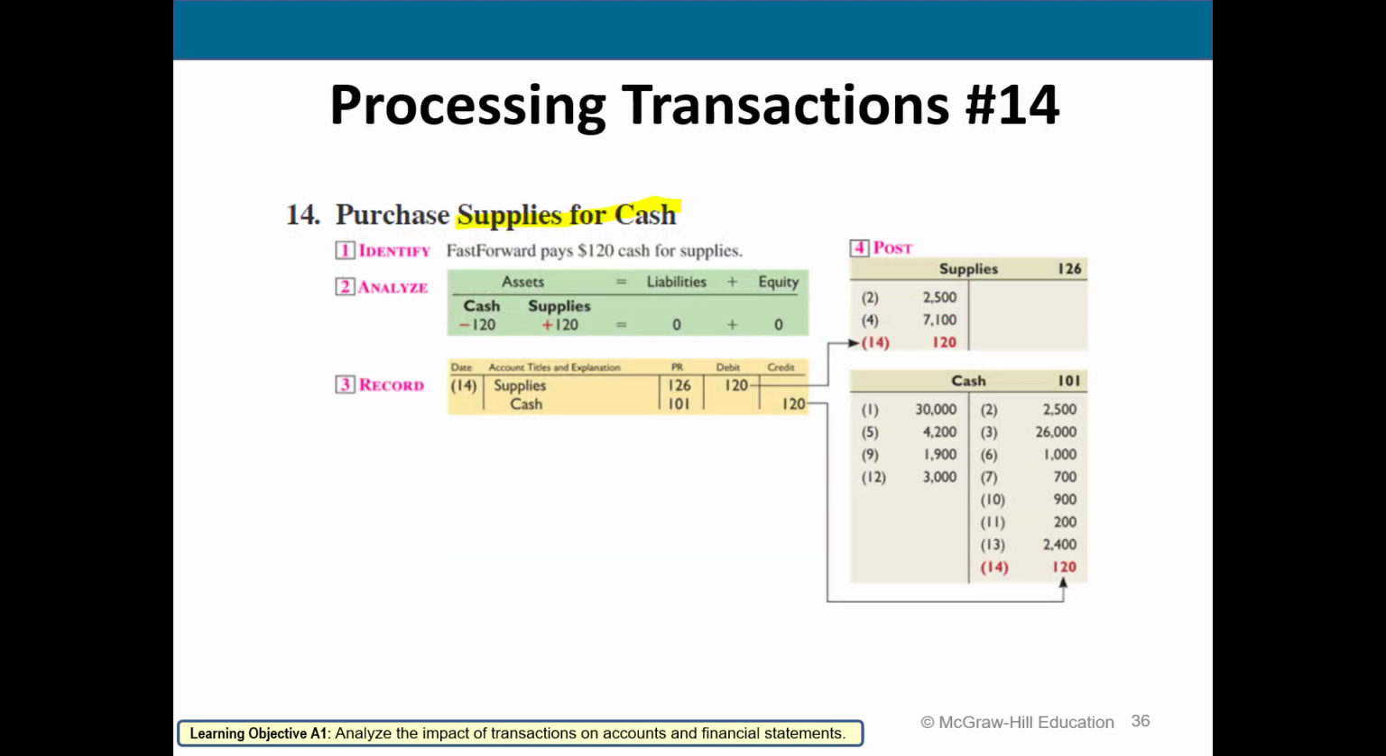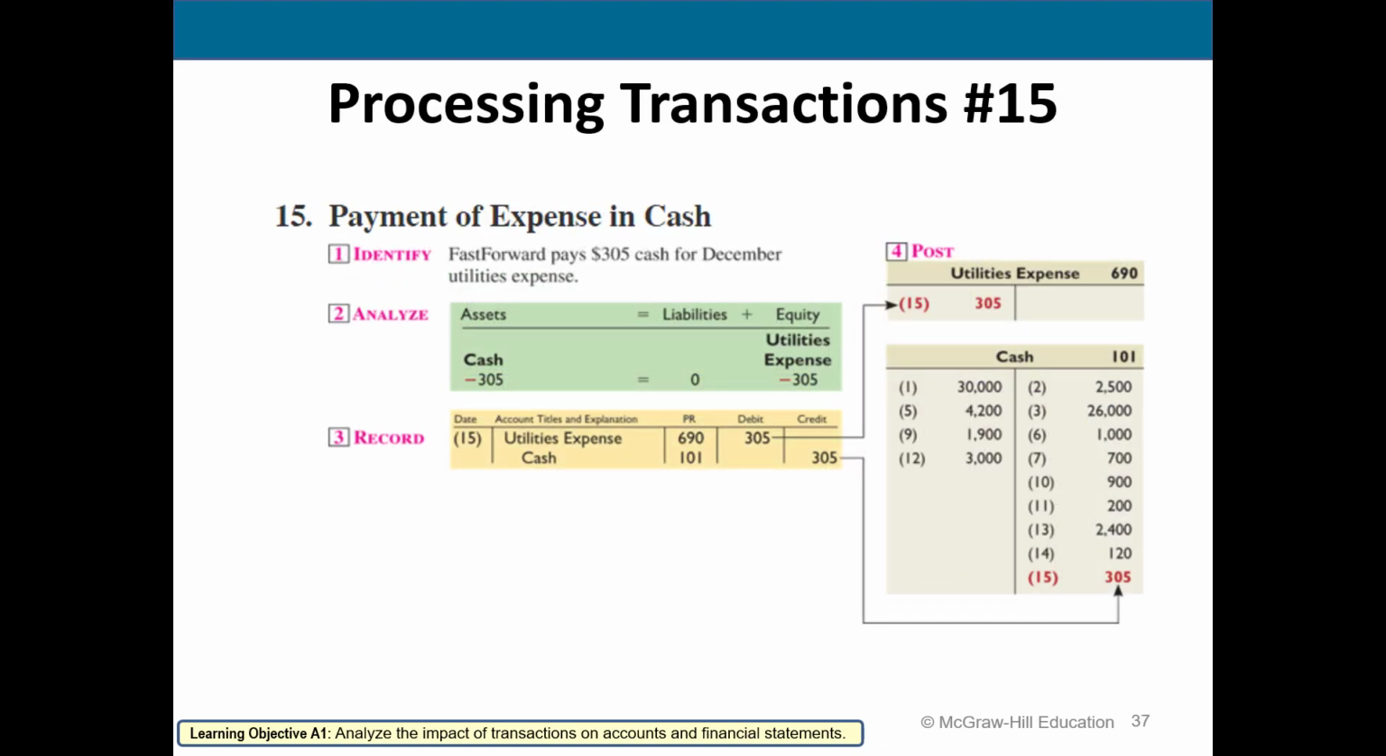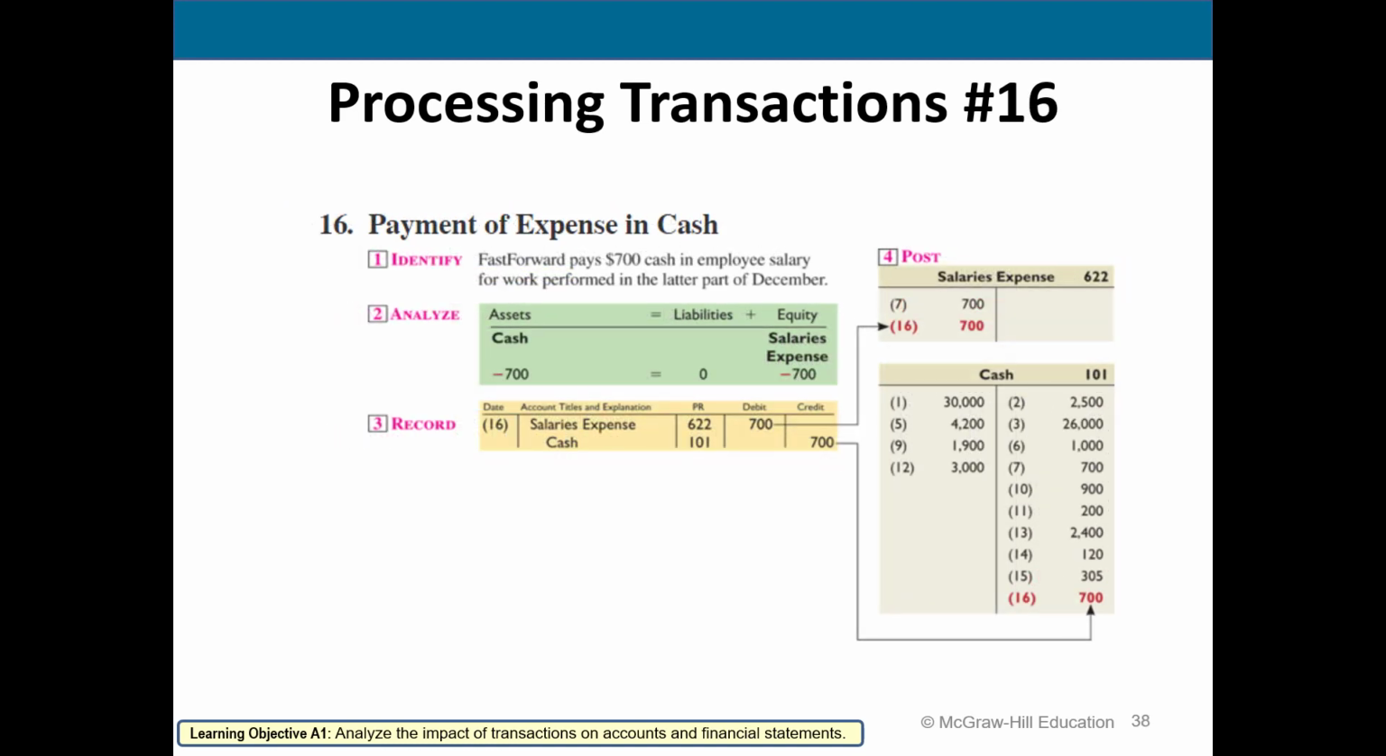We purchase supplies for cash, so debit the asset supplies, credit the asset cash. Payment of expense, they paid utilities expense, debit utilities expense to increase, credit cash to decrease. Transaction 16 is paying expenses in cash, so similar to the one we just looked at. We are debiting salaries expense, which increases it, and crediting cash, which decreases cash.